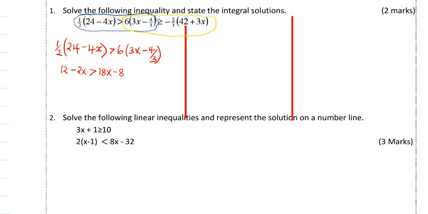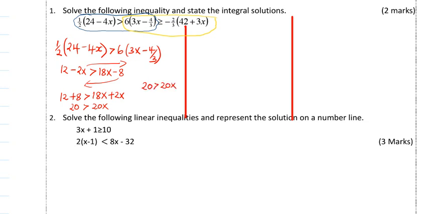We collect like terms together. We bring negative 8 to this side of the equation and we take negative 2x to the other side. This one will be 18 plus 8 is greater than 18x. When we take negative 2x to the right hand side of the equation, it changes sign from negative to positive, so this becomes plus 2x. On this side we have 20 is greater than 18x plus 2x, which is 20x. So 20 is greater than 20x.